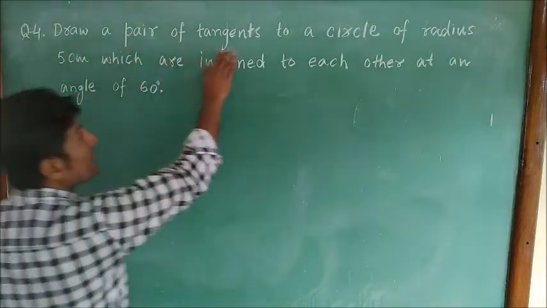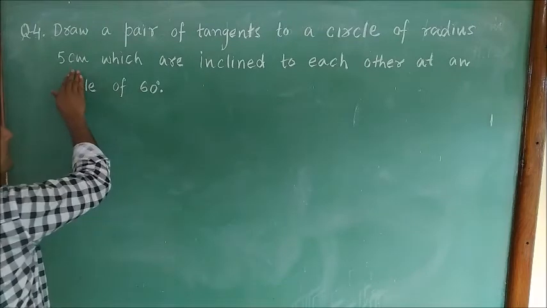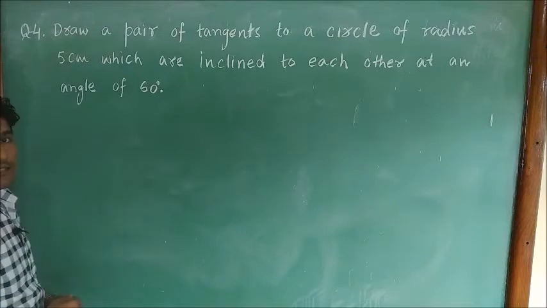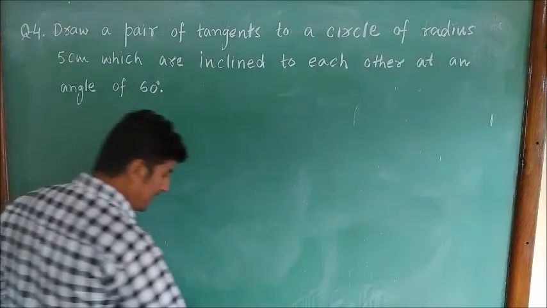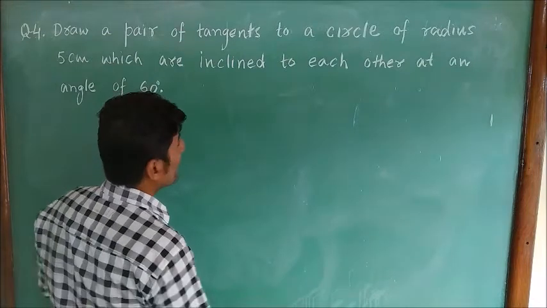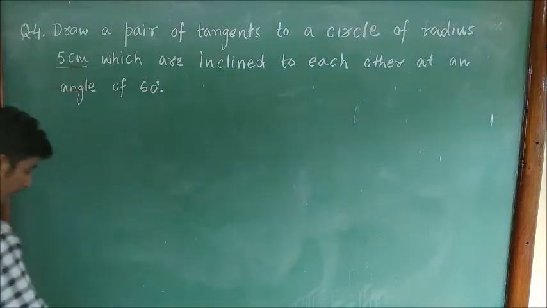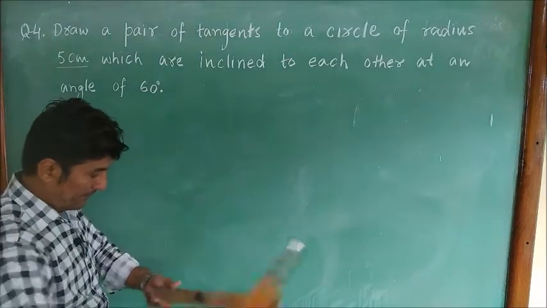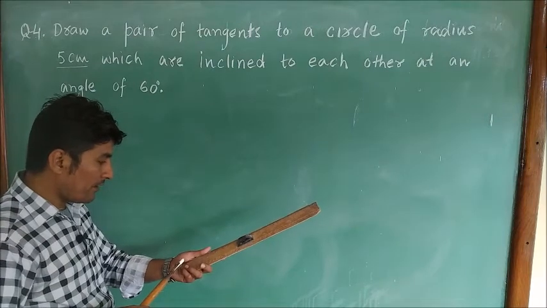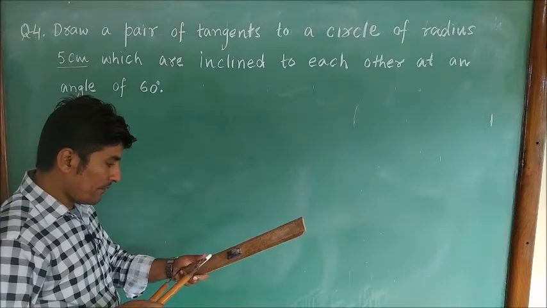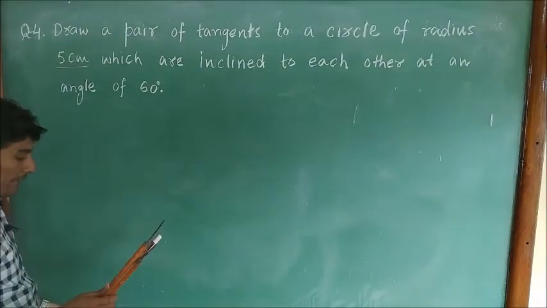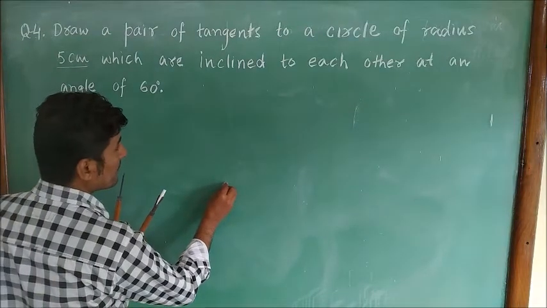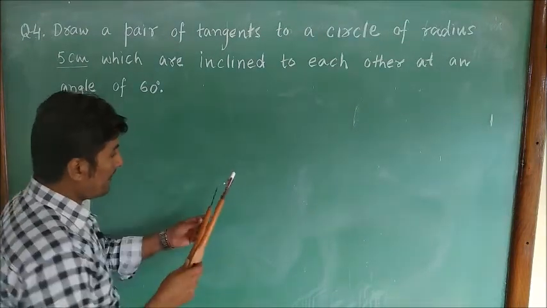Draw a pair of tangents to a circle of radius 5 cm which are inclined to each other at an angle of 60 degrees. So let us consider a circle with radius 5 cm. First of all, we will take the arc of 5 cm and we will construct a circle. So this arc I have taken 5 centimeter. Suppose I am placing the center at this point, and we will draw a circle.